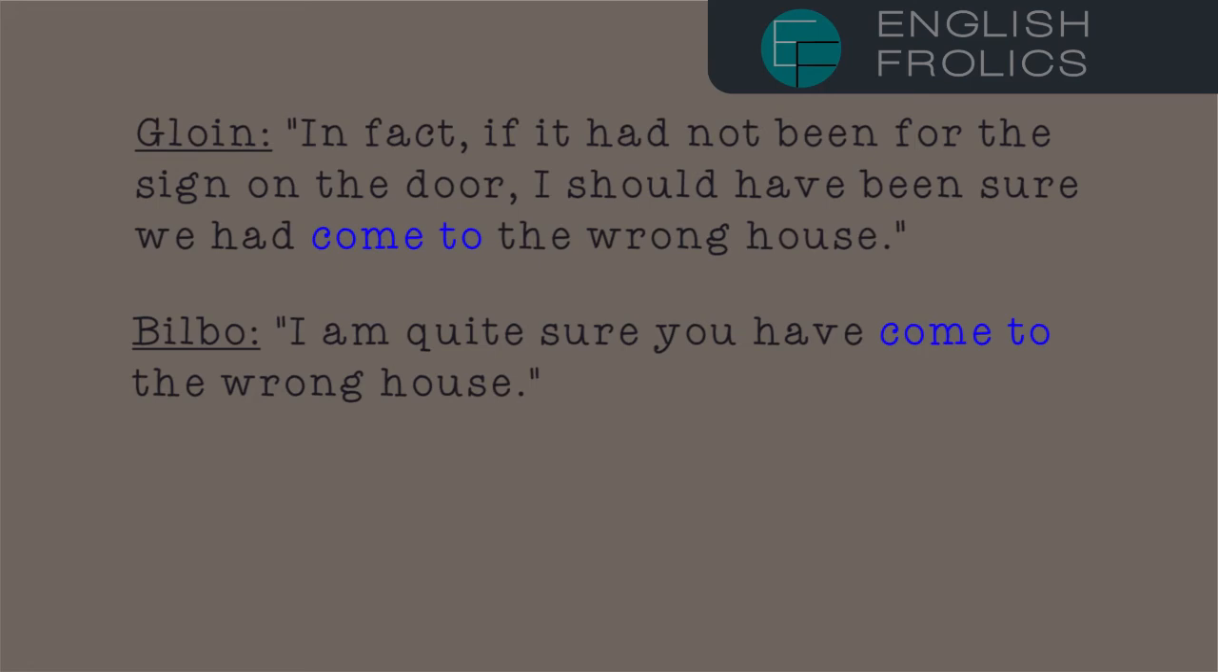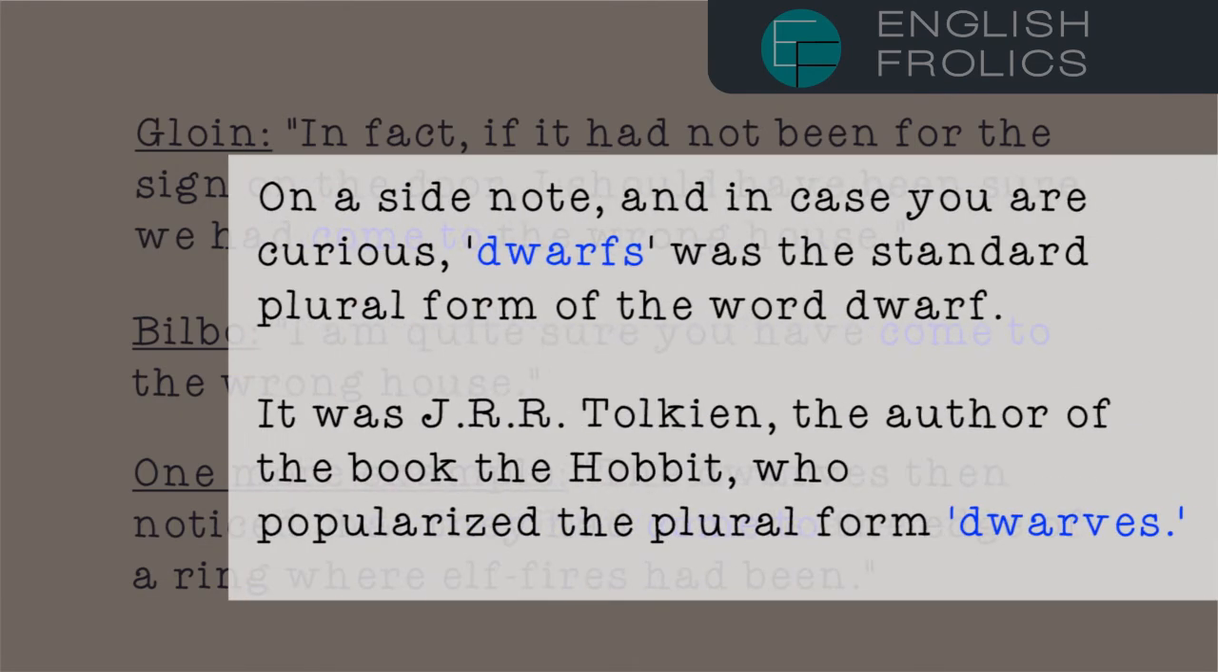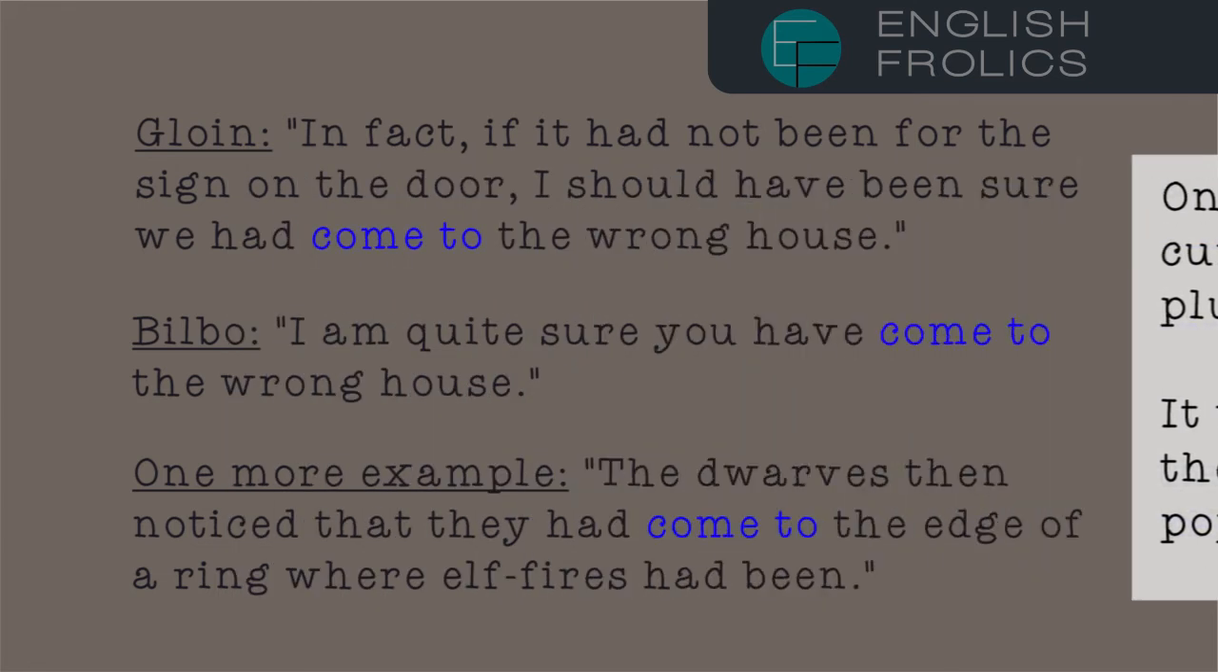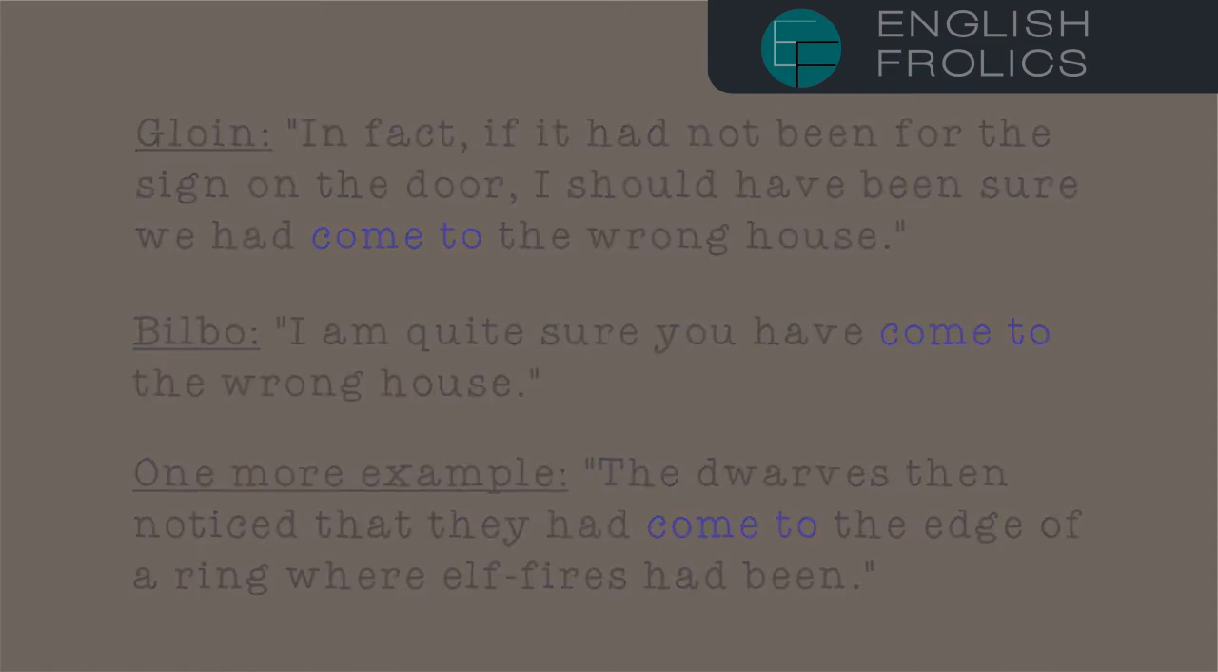Besides that conversation, here's another sentence that uses come to in the book. The dwarves then noticed that they had come to the edge of a ring where elf fires had been. On a side note, and in case you are curious, dwarfs was the standard plural form of the word dwarf. It was J.R.R. Tolkien, the author of the book The Hobbit, who popularized the plural form dwarves. Alright, I hope you have found these examples for come to a place useful. Let's move on to our next sentence.